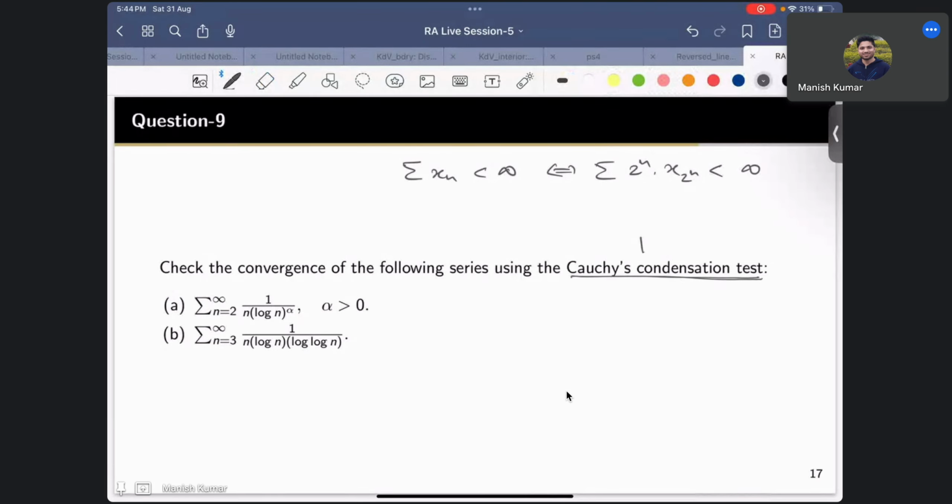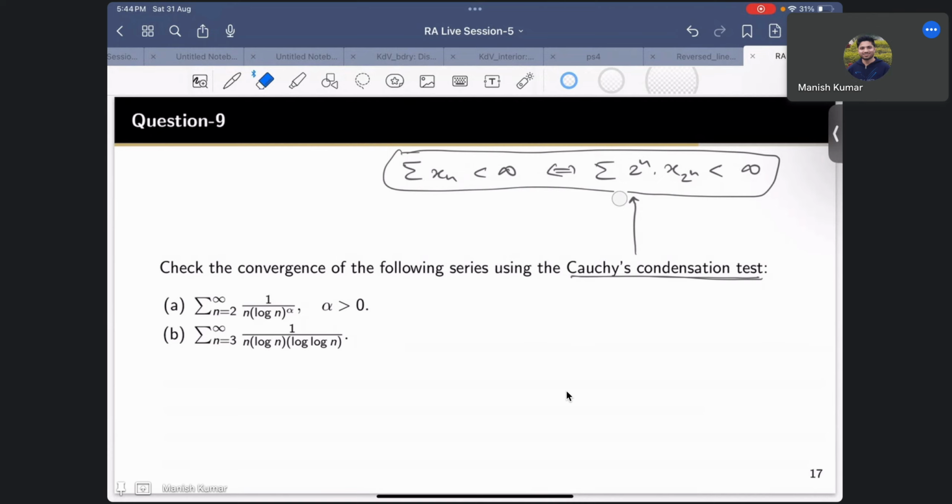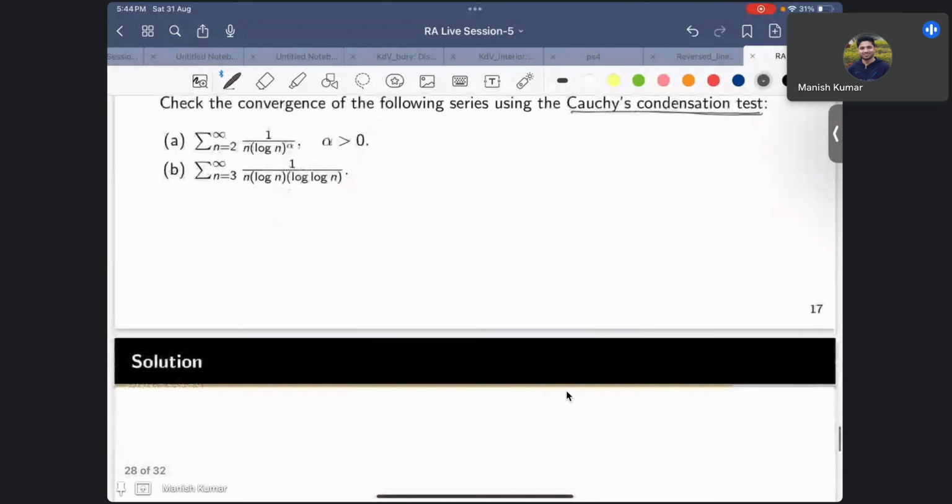Okay, this is what the Cauchy condensation test is. You have probably seen this statement in class, but I don't know whether this name was mentioned or not. Using this result, we'll try to solve these problems. So let's come to the first problem.